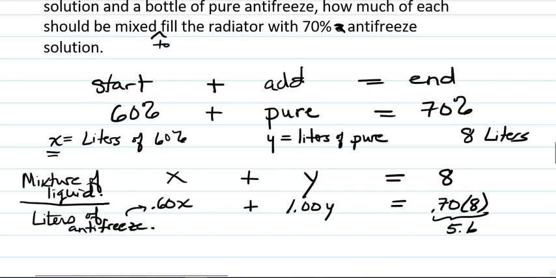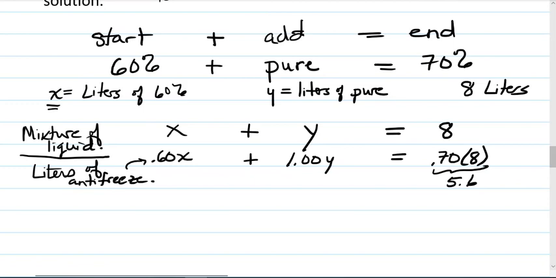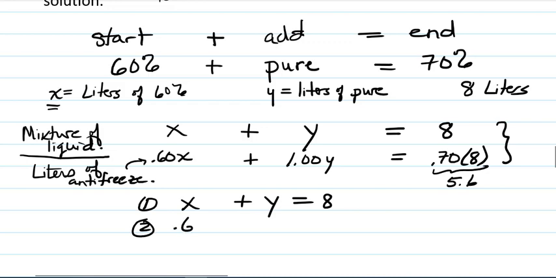So we have two relationships. That's what constitutes a system of equations. And it's a system of linear equations because there's no x squareds or anything weird. And it's two unknowns, so two equations will be sufficient to find the values. So we have x plus y equals 8 as equation 1, and equation 2 is 0.6x plus y equals 5.6.